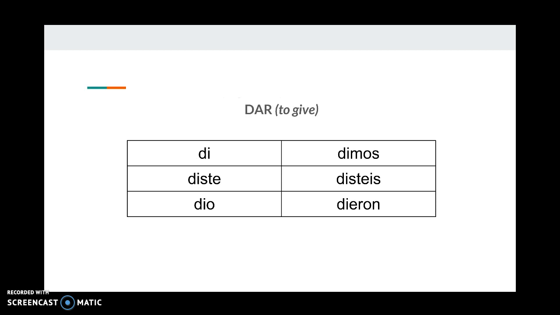Our final verb, dar: yo di, tú diste, él, ella, usted dio, nosotros dimos, vosotros disteis, and ellos or ustedes dieron. Once you're all set, please feel free to call me over to check anything you haven't had me check yet, and move on with some of the practice activities. Gracias.